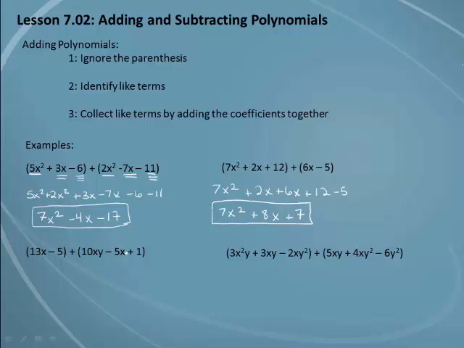Here I've got a binomial plus a trinomial. 13x and negative 5x are alike. And then I have a negative 5 and a positive 1. And then I have a 10xy. But that doesn't have anything like it. Let's try that again. My pen is acting up. Okay, so 13 minus 5 is 8x. Negative 5 plus 1 is negative 4. And then again, I have that 10xy.